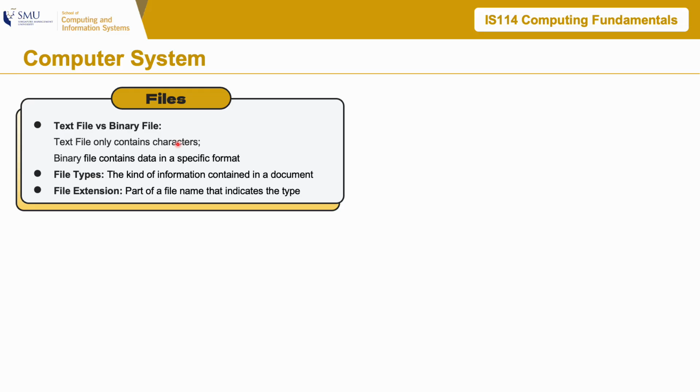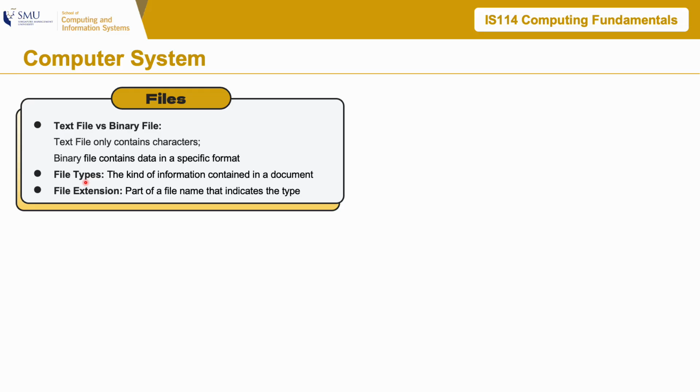A binary file, on the other hand, contains data in a specific format. And because it contains data in a specific format, you can't just read them in the text editor. You need a special app to open and interpret them. Image or video files are binary files, for example. And there are different file types. File type indicates the kind of information that is contained in the document.